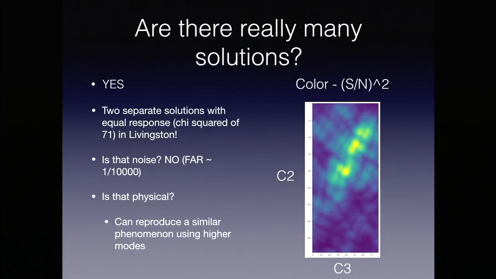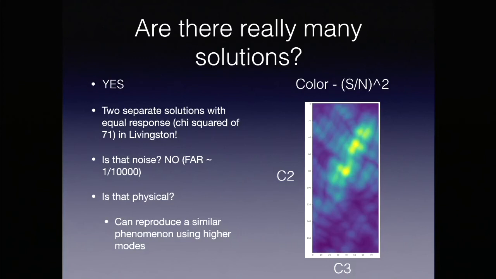So we said, okay, fine, let's have a heat map on all of these templates and see if there are two solutions. I should see two spots, and voila, I see two spots. We were scratching our heads. Is that real? Could that be Gaussian noise? And then the answer is no, 1 in 10,000. So it has to be either a real phenomenon or a very curious glitch.